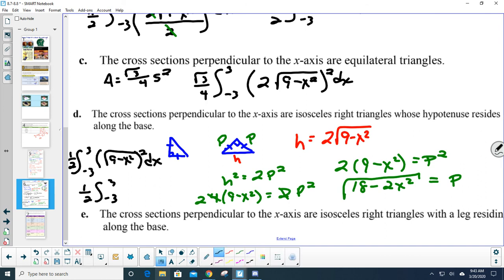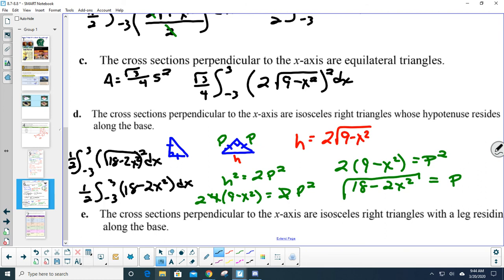So over here, we're just going to have 18 minus 2x squared dx. And I need to fix it up here also. 18 minus 2x squared. Okay.